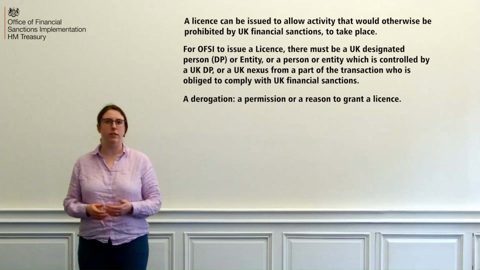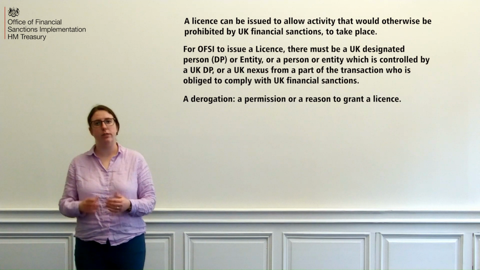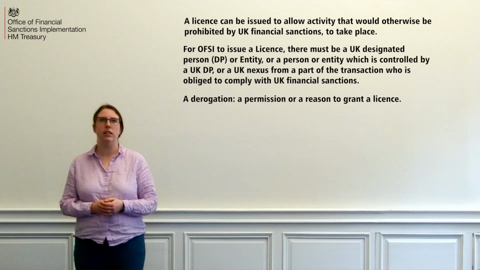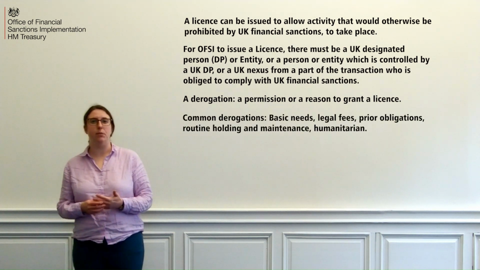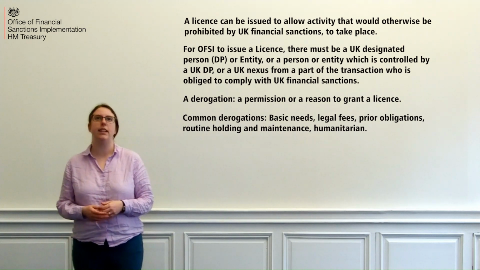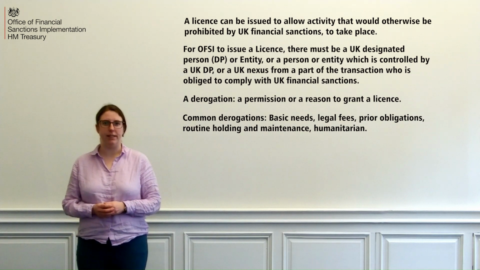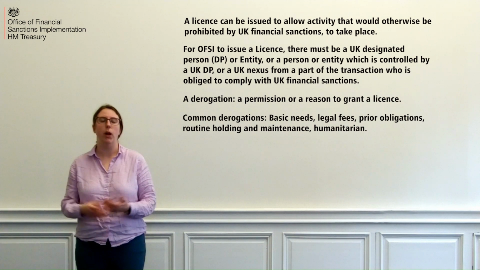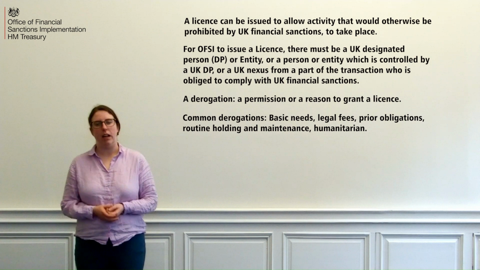But I'm just going to give a quick overview of some of the most common ones that we see. And you'll know as well that on the application form, there's a box where you need to fill in which derogation you're applying under. Basic needs is a common one that we see. As the name suggests, this can be things like food, utilities, medicines, and it can also include any dependents of a designated person as well. And it doesn't just apply to people, it can apply to companies. So a basic need for a company might be to have premises so that it can operate, and that could be licensed under this derogation.